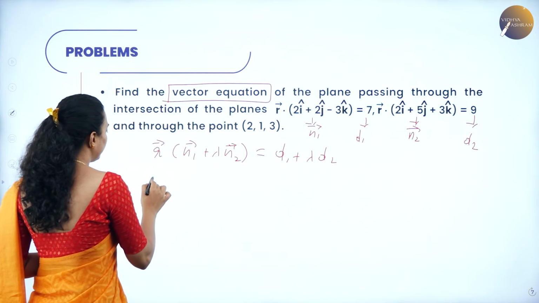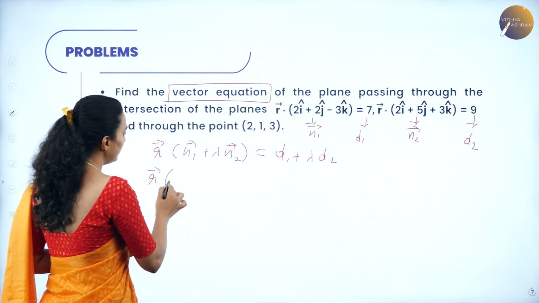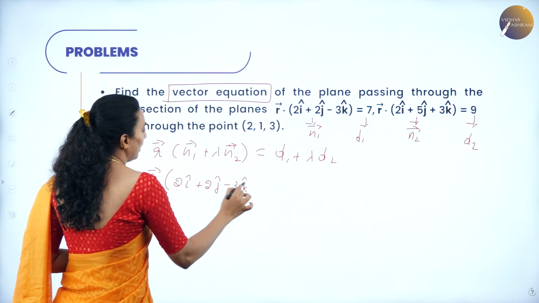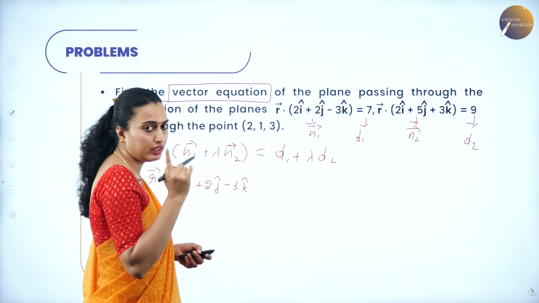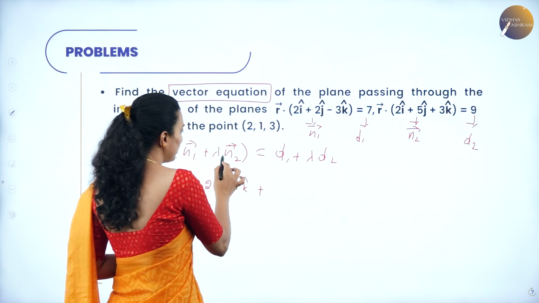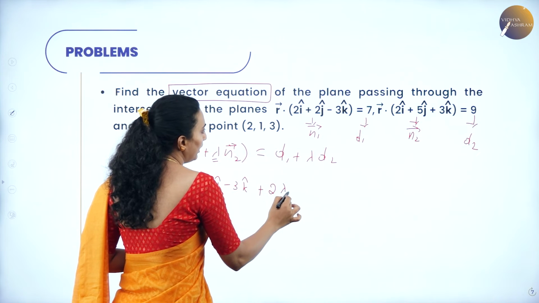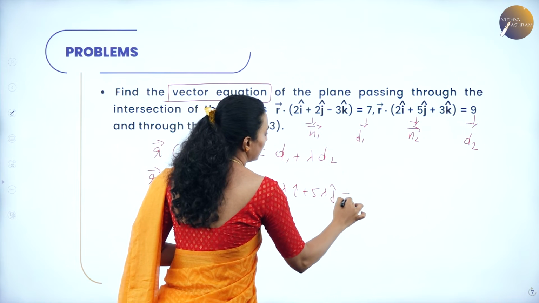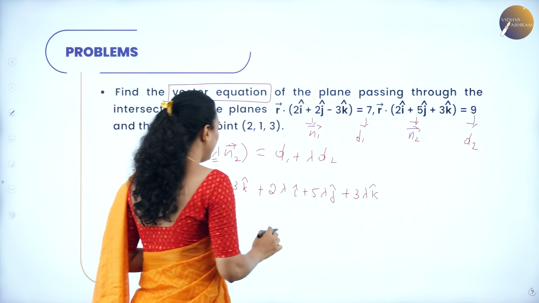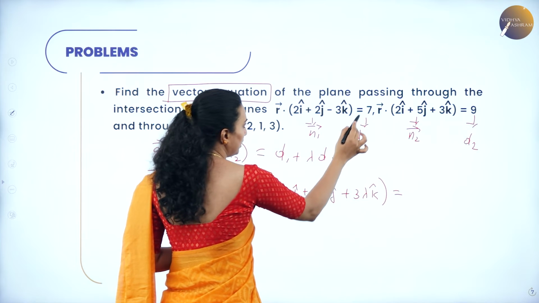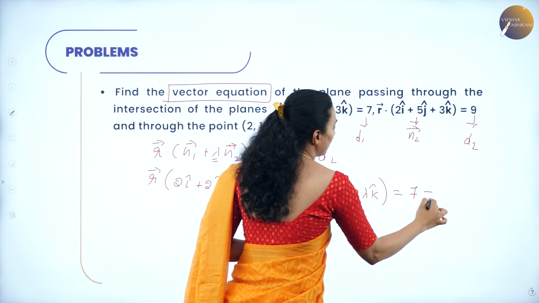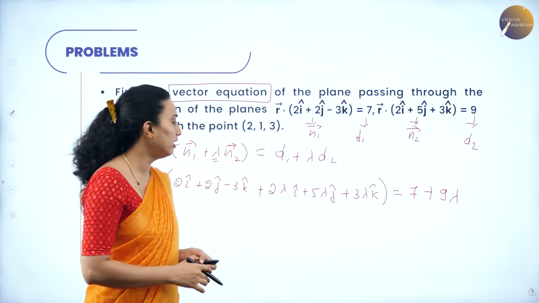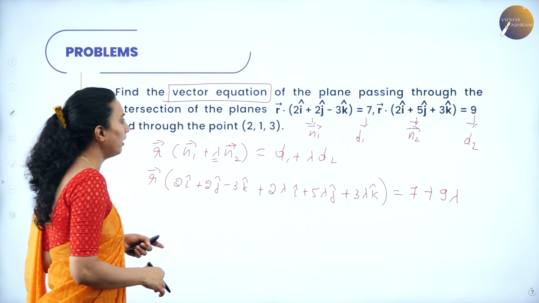So, R vector into N1 vector is 2i plus 2j minus 3k. Again N2 vector is nothing but multiply that with a lambda. So 2 lambda into i, because here lambda you are having 2 lambda into i plus 5 lambda into j plus 3 lambda into k. I hope you understood this. Now which will be equal to D1 is 7 plus D2 is nothing but 9, so plus 9 lambda.